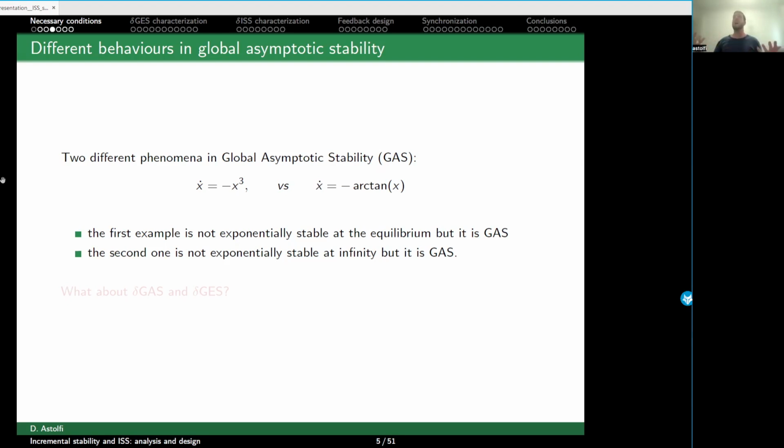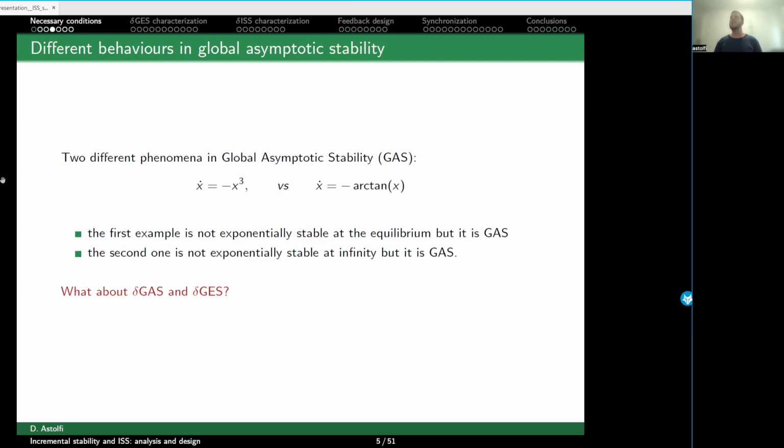So when we are very far from the origin, for instance when arctangent is close to its bound, we will have a linear convergence towards the origin. And then when solutions are close to the origin, we will recover exponential stability. So we see that there is a different phenomenon appearing in this characterization of stability. And in the last year, we tried to understand better if we can characterize in the same manner the same behavior in the incremental context.